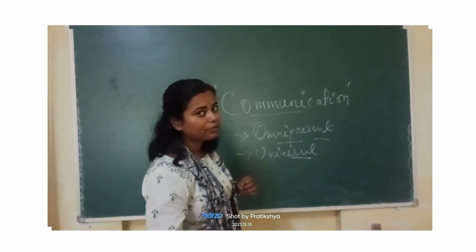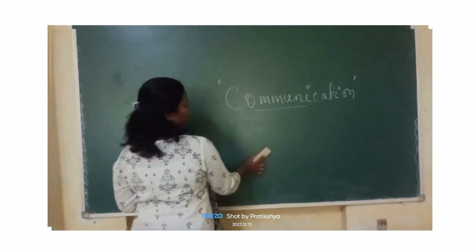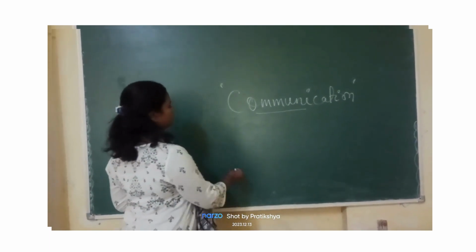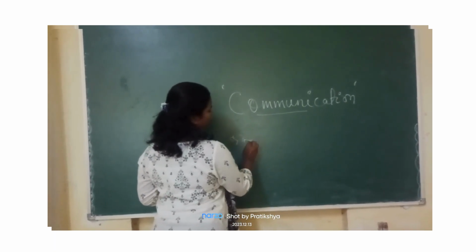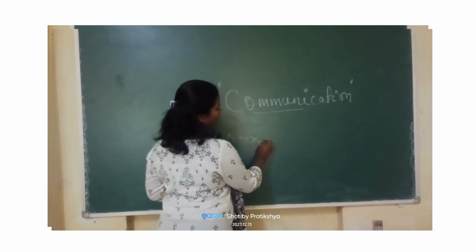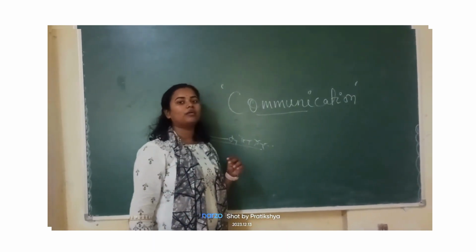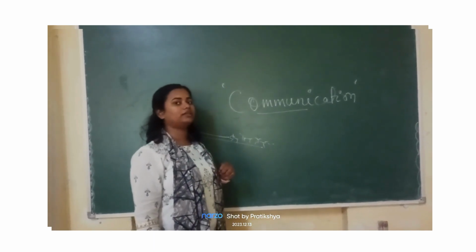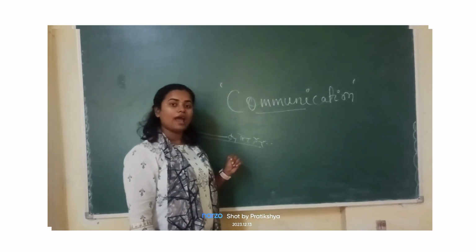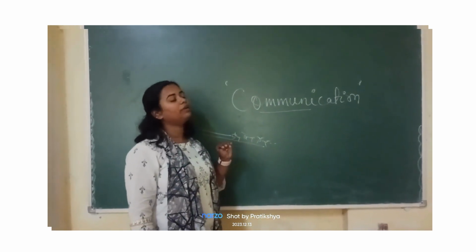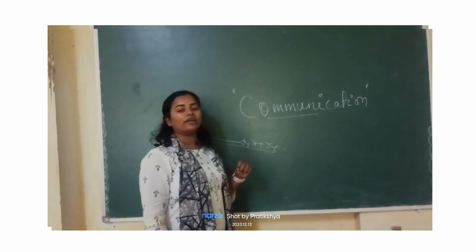Let's see some examples of communication. Little ants run or move from one place to another in a queue. So, they communicate. How do we say that they are communicating? They move for a specific reason and they maintain discipline while moving from one place to another. This is a part of communication.